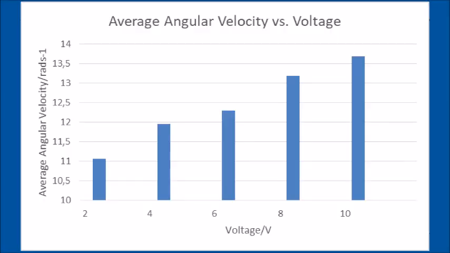Also, we have a graph of the average angular velocity against voltage. As we increase the voltage to 10, the average angular velocity changes from 11 radians per second to 13.5 radians per second. So we can see that as the voltage increases, the average angular velocity is also increasing.